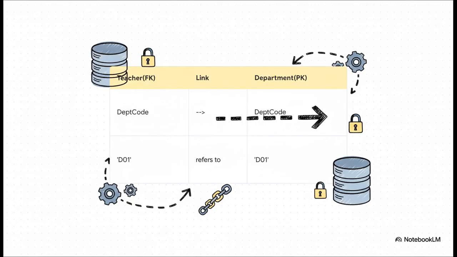This slide makes it all click. Look at the dept code column in the teacher table. That's a foreign key. Its only job is to point over to the dept code in the department table, which is a primary key. This creates a powerful connection. It means you can't assign a teacher to a department that doesn't actually exist in your database.